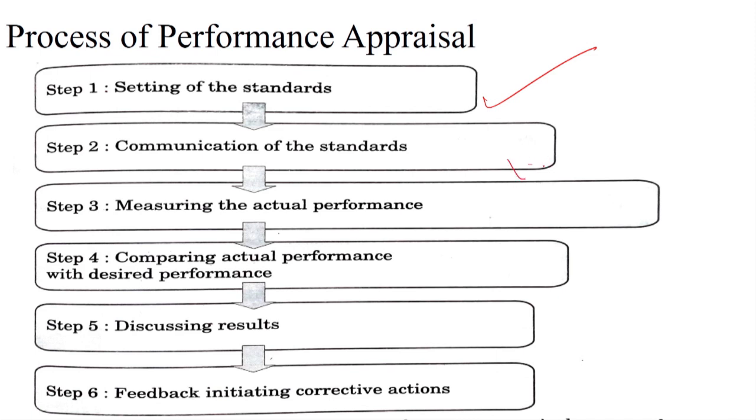Then second is communication of the standards. Communication of the standards basically means, supposing the standard has been set that the company aims at 5 lakh rupees as the target for the month. This is the standard that has been set. Communication of the standard means it is the responsibility of the management to communicate the standards to all the employees of the company, so they at least know what is expected, they are well informed, and the standards are clearly explained to the employees.